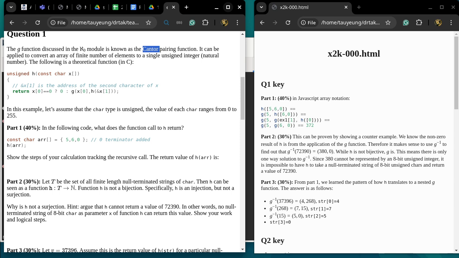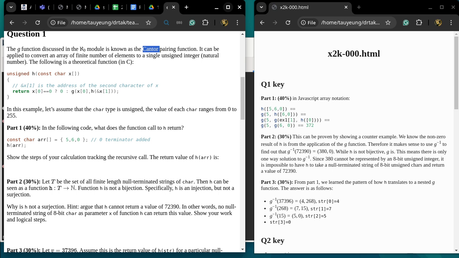However, if x[0] is not a null terminator, then it will call g, which is the Cantor pairing function, which is the same as the g function that we talk about in the aleph null module. And it would use the first element of x as the first value in calling g. And then the second one is h of the rest of the string.